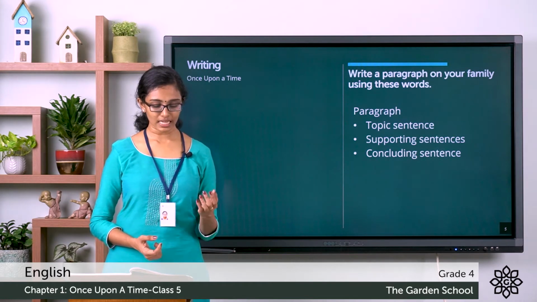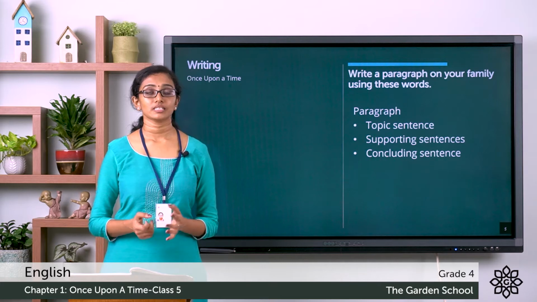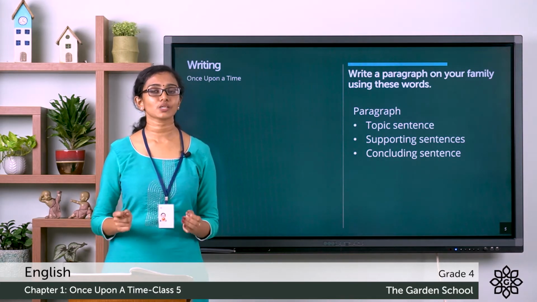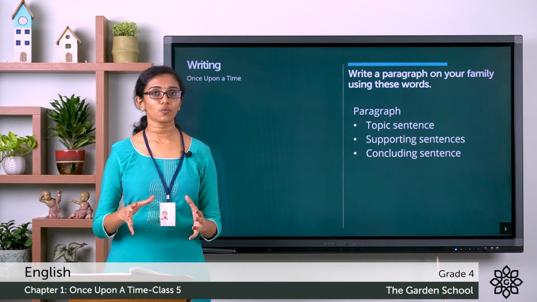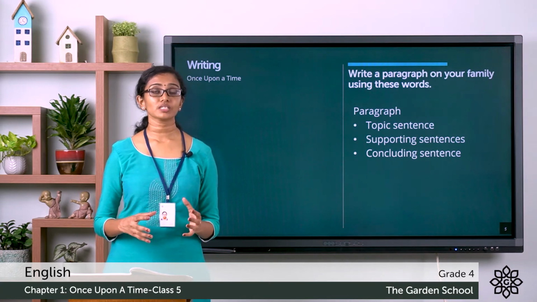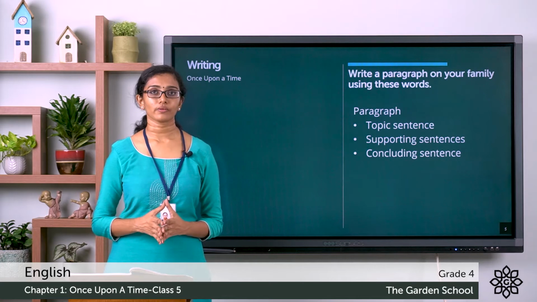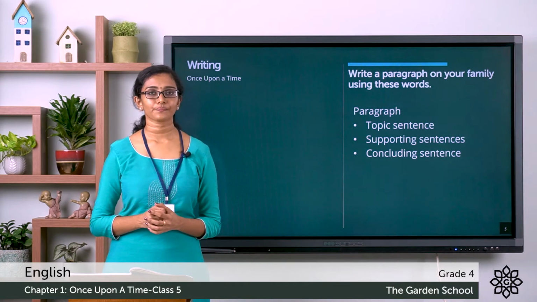See the first sentence, I love Sundays. This is the first sentence or the key sentence of this paragraph, and it introduces the central idea of this paragraph. It introduces what this paragraph is talking about. It's about the love for Sundays.